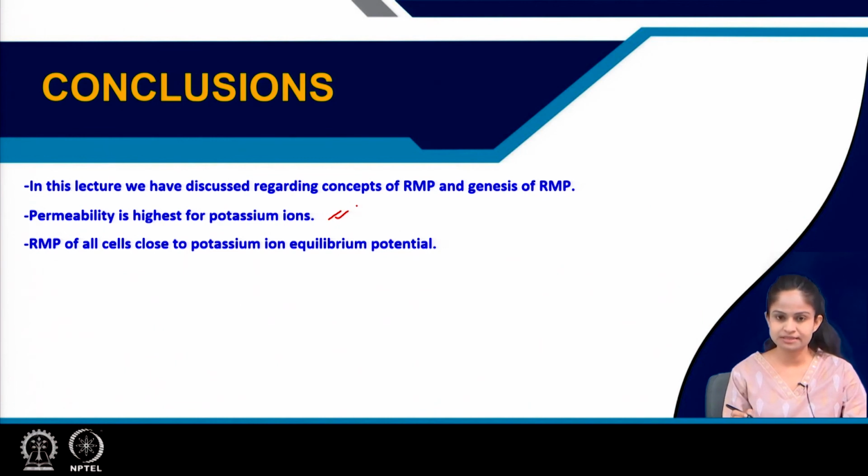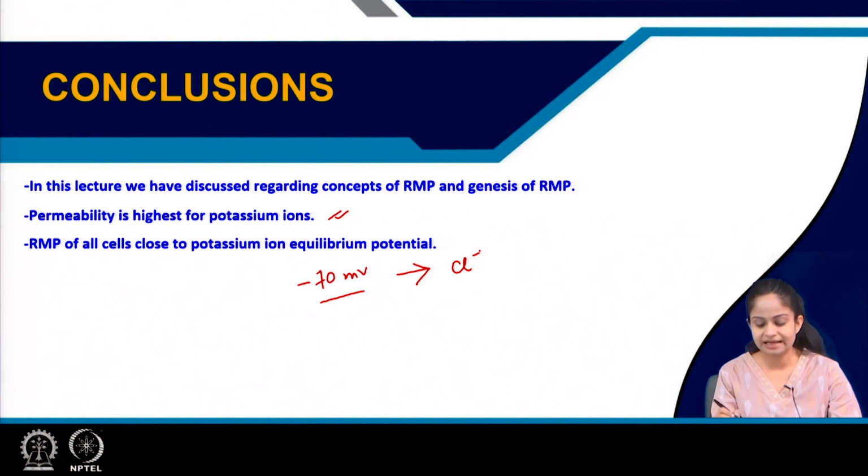But if a question is asked, suppose the resting membrane potential of a particular cell, say a neuron, is minus 70 millivolt, then it is corresponding to which ion? At that time the answer will be chloride ion, because the chloride ion equilibrium potential is minus 70 millivolt. The question that is asked has to be answered very specifically.